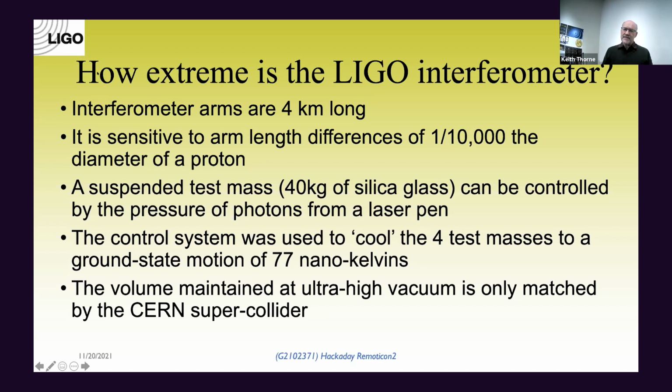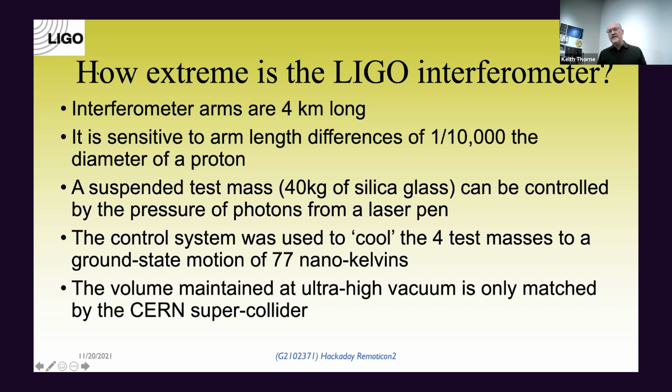Other extreme things. We use ultra high vacuum, 10 to the -9 to -10 torr, which is more extreme than outer space. But what's really extreme is how much of a volume we have. Well, the volume we have is basically the same volume as the CERN Super Collider's pipe. It's the largest volume on Earth at ultra high vacuum.